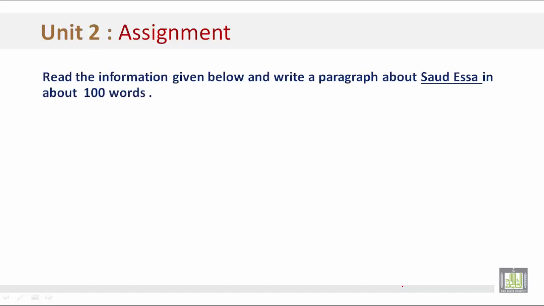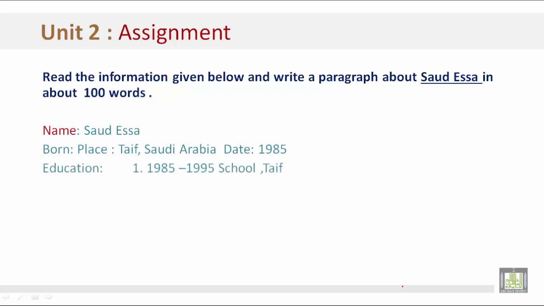Now, let's take a look at the assignment for Unit 2. Read the information given below and write a paragraph about Saud Issa, about 100 words. His name is Saud Issa. He was born in Taif, Saudi Arabia, in 1985. He was educated from 1985 to 1995 in a school in Taif.